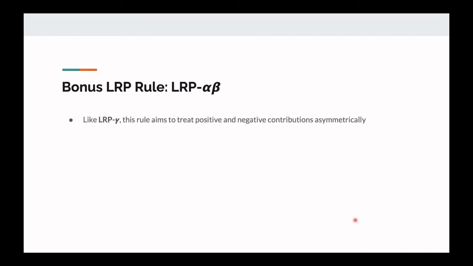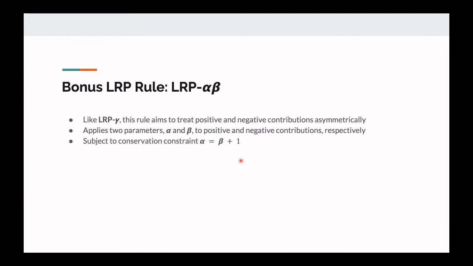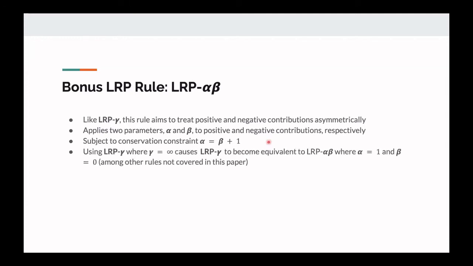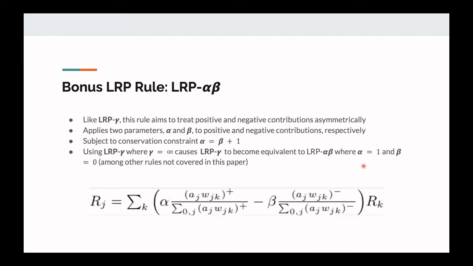As a bonus, they talk very briefly about another rule that is similar, the alpha beta rule. And like gamma, this one aims to treat positive and negative contributions asymmetrically, but it goes about it a little bit differently. This time we're applying two parameters, alpha and beta, to the positive and negative contributions. This is also subject to the conservation constraint, where alpha has to equal beta plus 1. And an interesting property they mention here is that for the LRP gamma rule, setting gamma to infinity causes the same behavior as the LRP alpha beta rule, where alpha equals 1 and beta equals 0. And this is from a table in the appendix for the alpha beta rule.